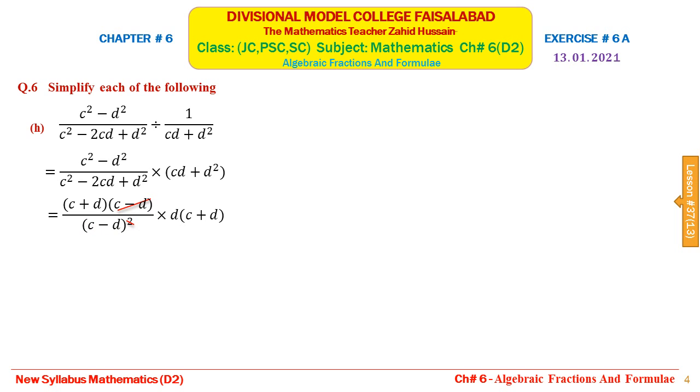And our final answer is, look at this, c plus d multiplied by c plus d. When we multiply same types, they are written in index form. So c plus d whole square multiplied by this d, and in the denominator there is c minus d.